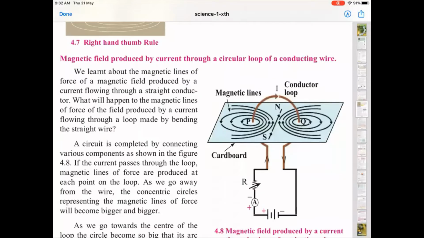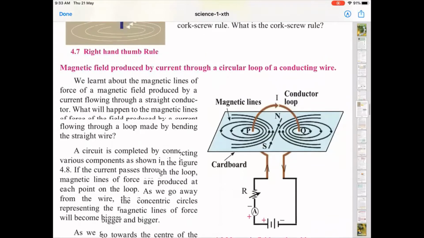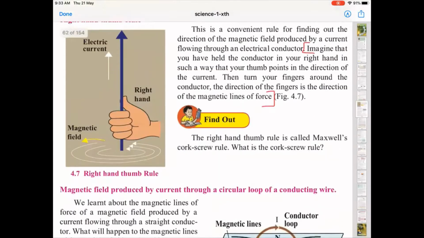We will be learning about the magnetic field, how a magnetic field is produced by a current through a circular loop of a conducting wire. Now, if you try to recap what we studied in the last lecture, you will remember that we studied the right hand thumb rule. The right hand thumb rule is also called Maxwell's corkscrew rule.